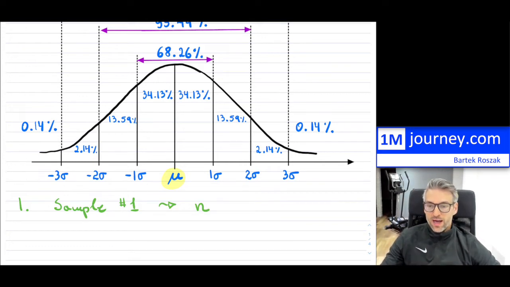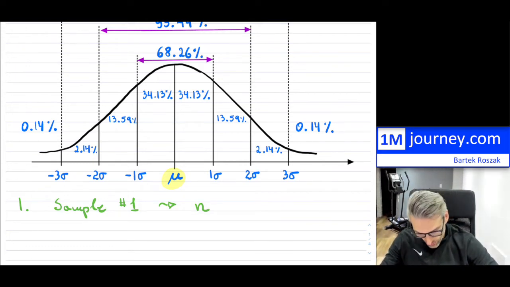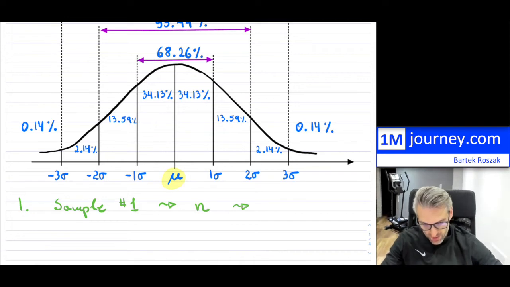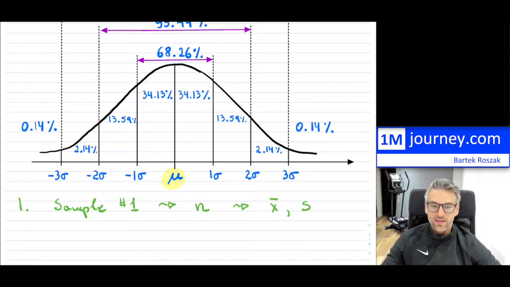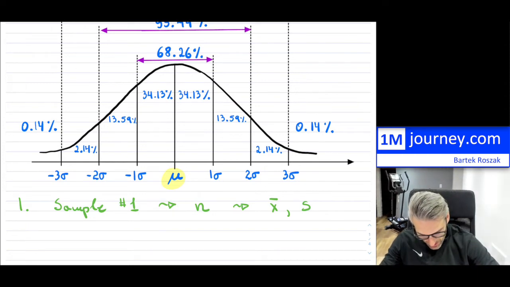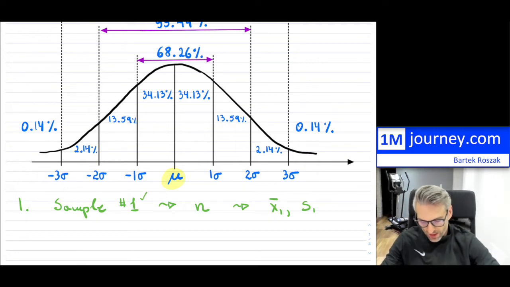Now, if we do that, then from this we can calculate what our mean is. Because we're talking about a sample here, it'll be x bar. And then we can calculate our standard deviation, which I'll designate as S for the sample instead of sigma. I'm going to call this number 1 because it's from the first sample, and we took n items.